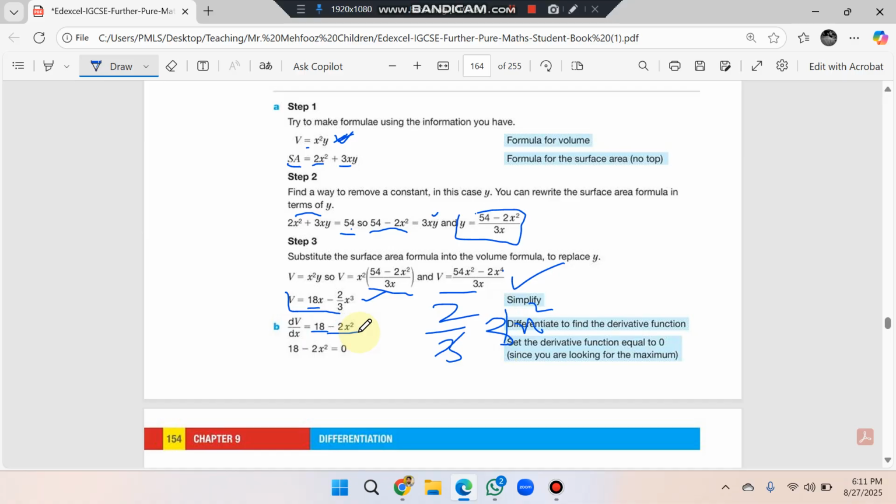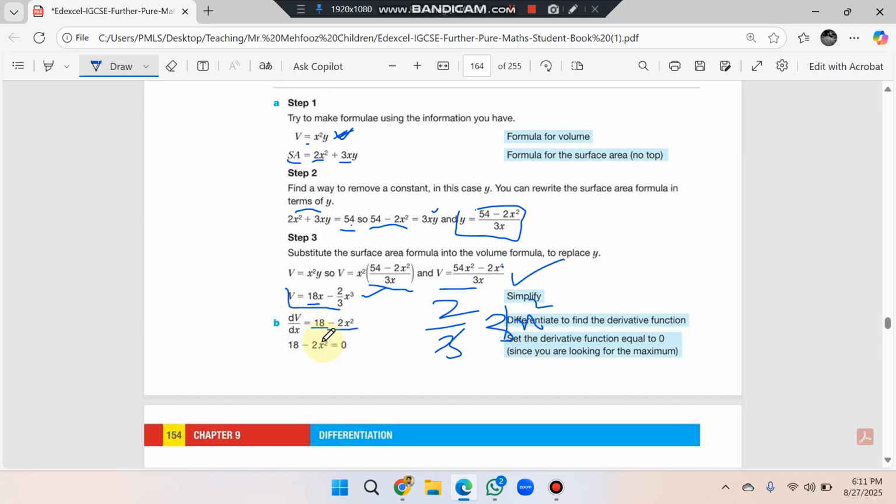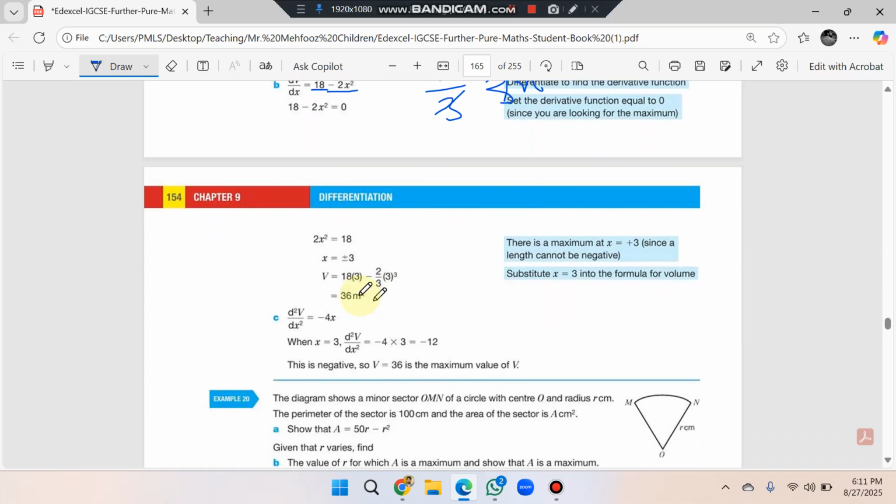Now for finding the critical points, we have to put the derivative of this equation equal to 0, so it will become 18 minus 2x square is equal to 0. After that, this 2x square goes on the right side, and it will become plus 2x square is equal to 18, and when we simplify it, this x square will be equal to 9, because 18 divided by 2, and x will be equal, when we take the square root on both sides, the square root of 9 will be plus minus 3. So these are the two values of x.